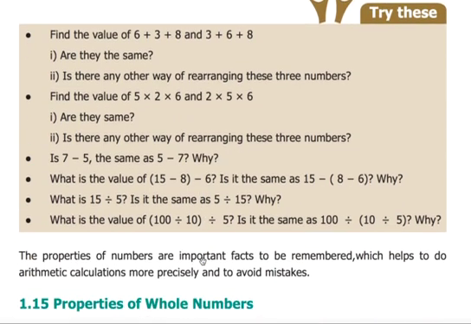Is 7 minus 5 the same as 5 minus 7? No. 7 minus 5 is 2. 5 minus 7 is minus 2 because 5 is less than 7, right? That is why. What is the value of (15 minus 8) minus 6? Is it the same as 15 minus (8 minus 6)? No. Brackets mean a lot. 15 minus 8 is 7, 7 minus 6 is 1. This answer is 1. But here 8 minus 6 is 2, and this is 13. Both are not same.